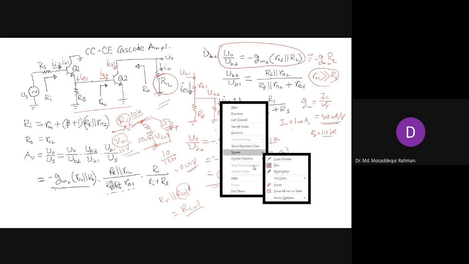Okay, so we go to the first slide. Sir, right? A common base amplifier. Common base. Yes, sir. Okay, let's see.